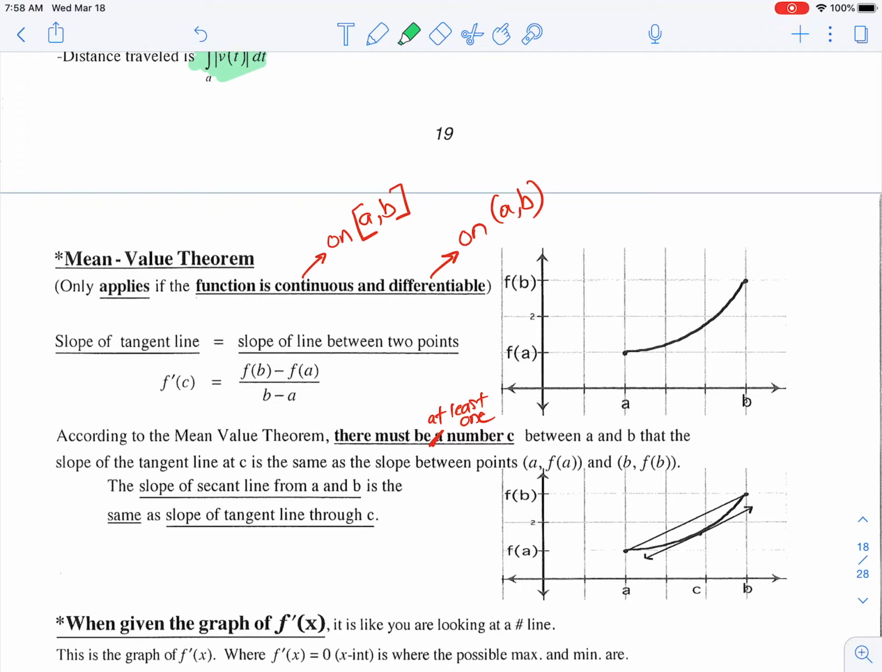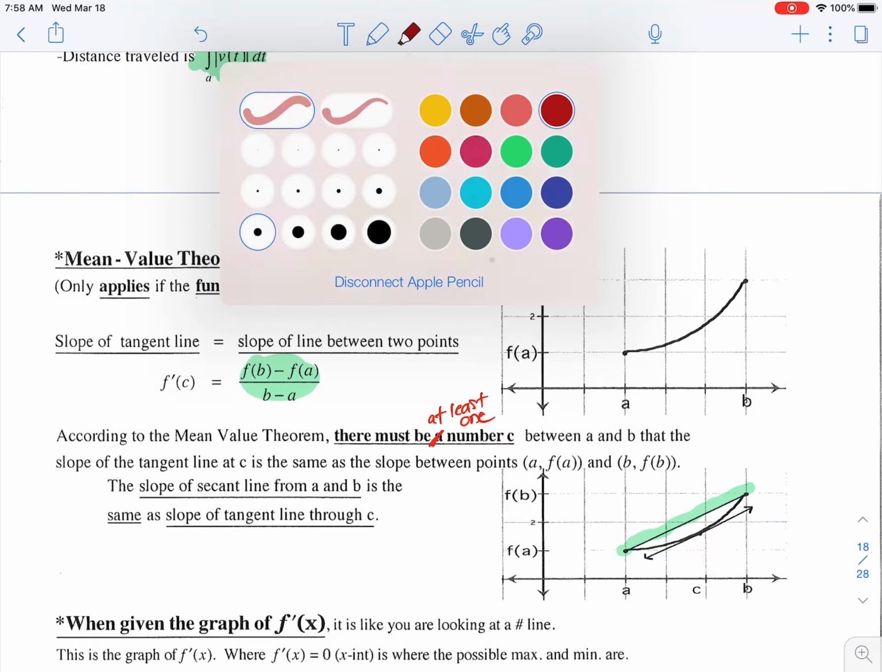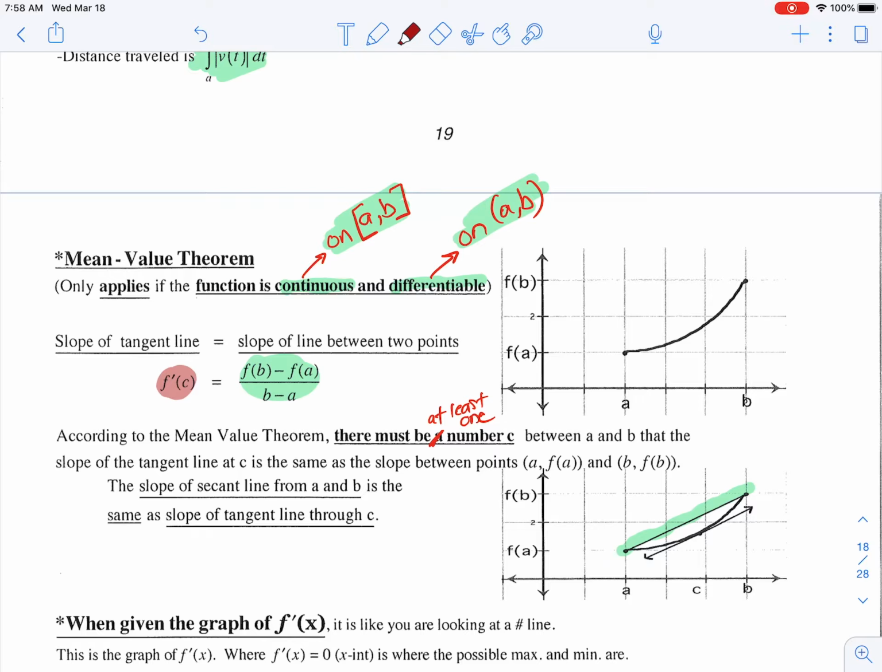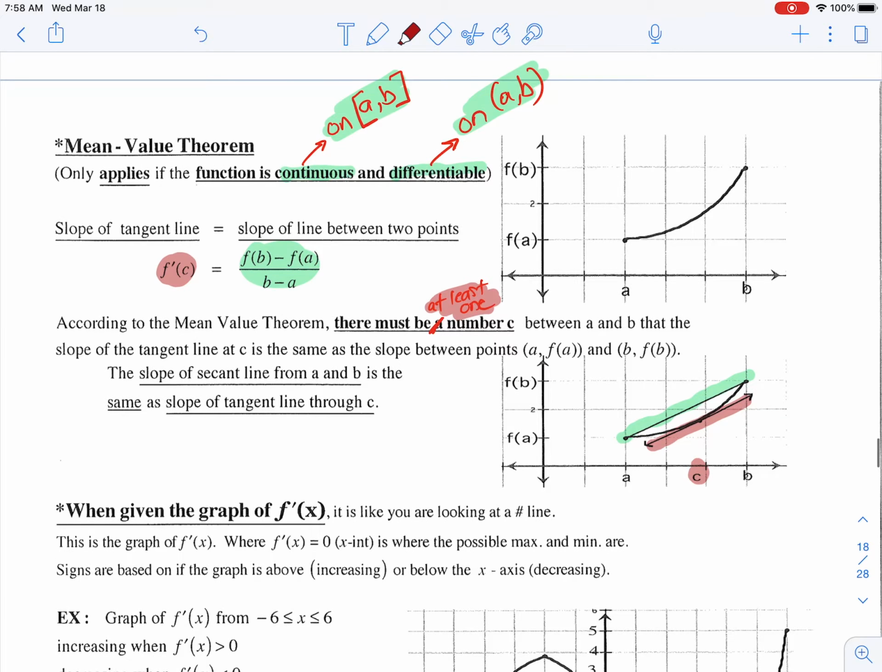Mean value theorem and intermediate value theorem are your two quotable theorems. Conditions for both are that you have a continuous function on a closed interval. The extra part for mean value theorem is that you also have to be differentiable on that open interval. And what it essentially says is slope of the secant line, the line drawn between those two endpoints, must be equal to slope of the tangent line at some place. In this case, C. And it's going to be at least one. Could be multiple places.